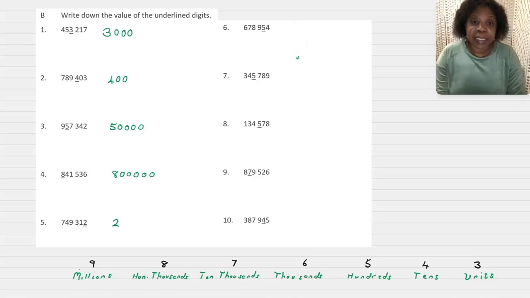The number is 678,954. The number underlined is the number 5. The value of the 5 is 50. And then we come to question 7.